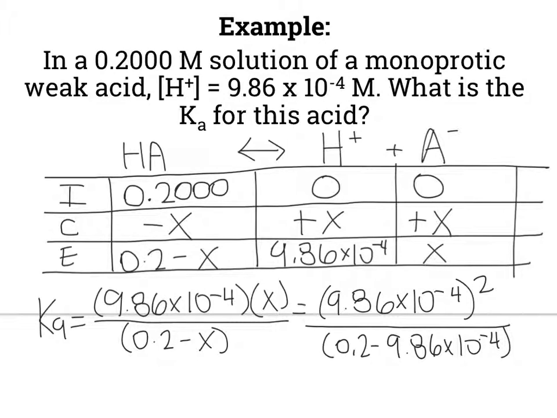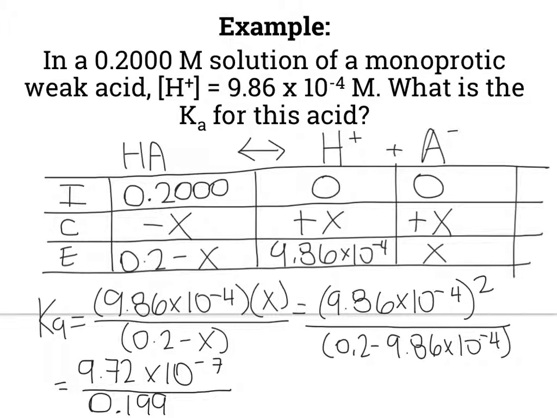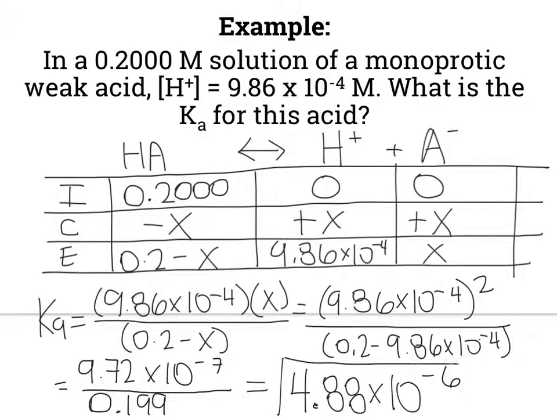Multiplying top and bottom now, we get 9.72 times 10 to the negative 7th over 0.199. And our final answer is 4.88 times 10 to the negative 6.